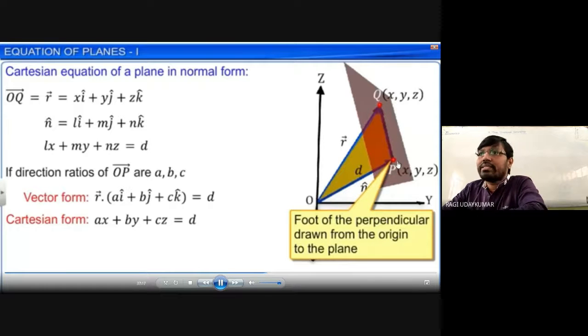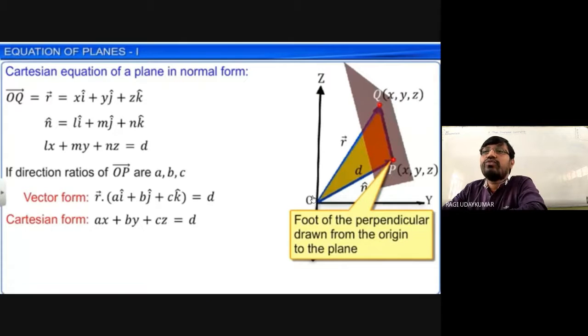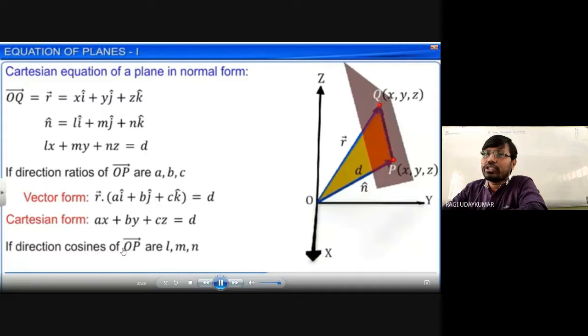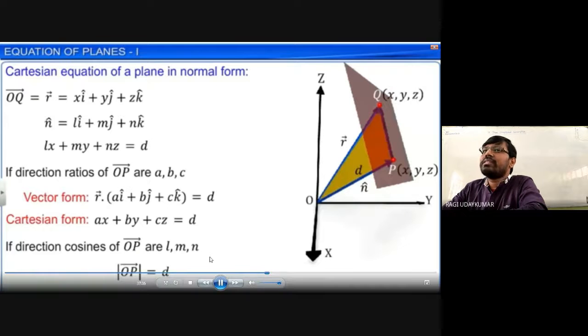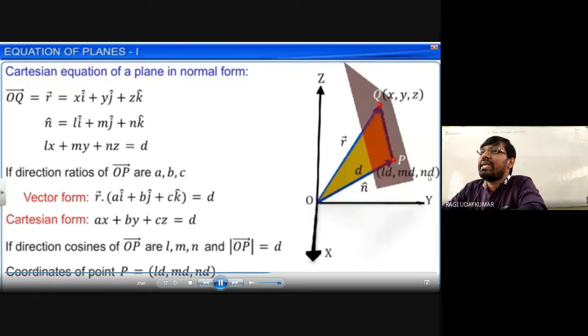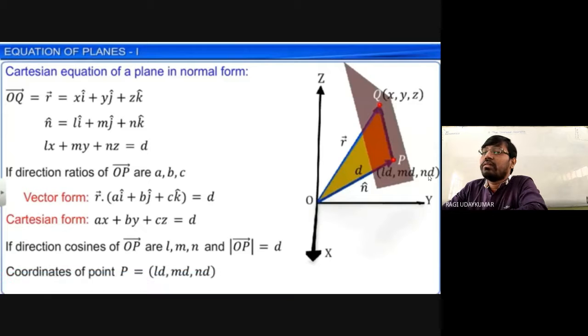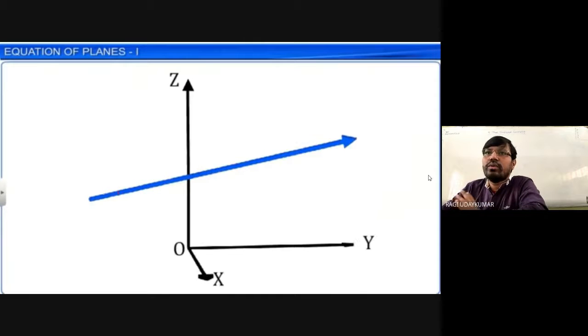Now this point is called the foot of the perpendicular drawn from the origin to the plane. If the direction cosines of OP are l, m, n, and the magnitude of this vector, the distance, is equal to D, then the coordinates of the point are lD, mD, nD. This is the foot of the perpendicular from the origin to the plane. Foot means point. This is also a problem that will come.